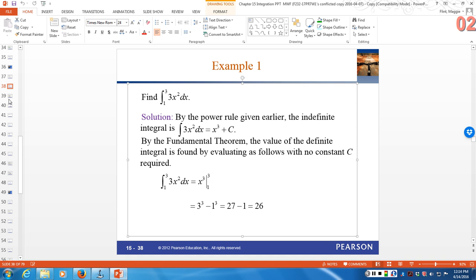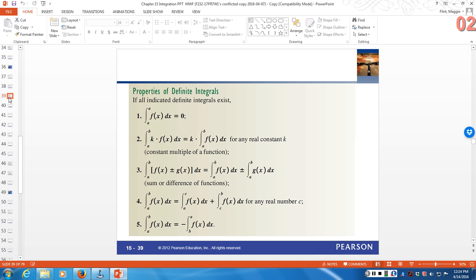Now, it can get more complicated than that, but that basically is what it is. These are all the properties, and all this basically says is that if there's not a difference between a and b, the two limits of integration, then you don't have an area.